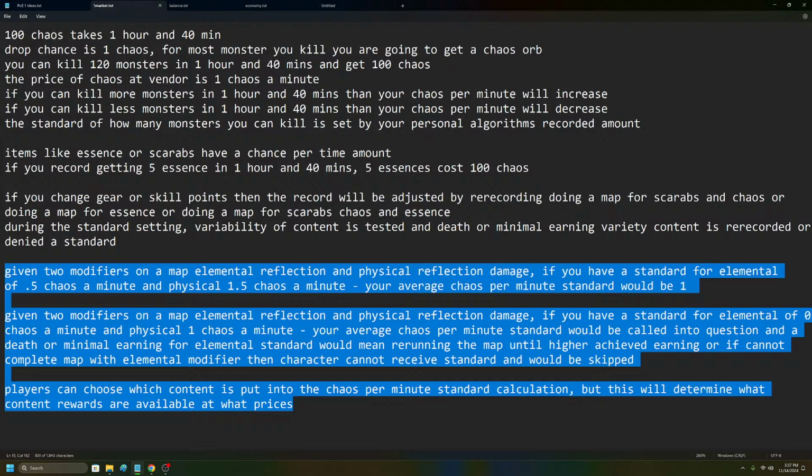So you can imagine a world in which the vendor has all these items available that you have in your standard from content like maps and Delve, for example. And then you're automatically running some of the content. Like let's say you want your player profile to run Delve. You can tell it to run Delve. You can tell it to run maps. Whatever's in your standard, you can tell it to run.